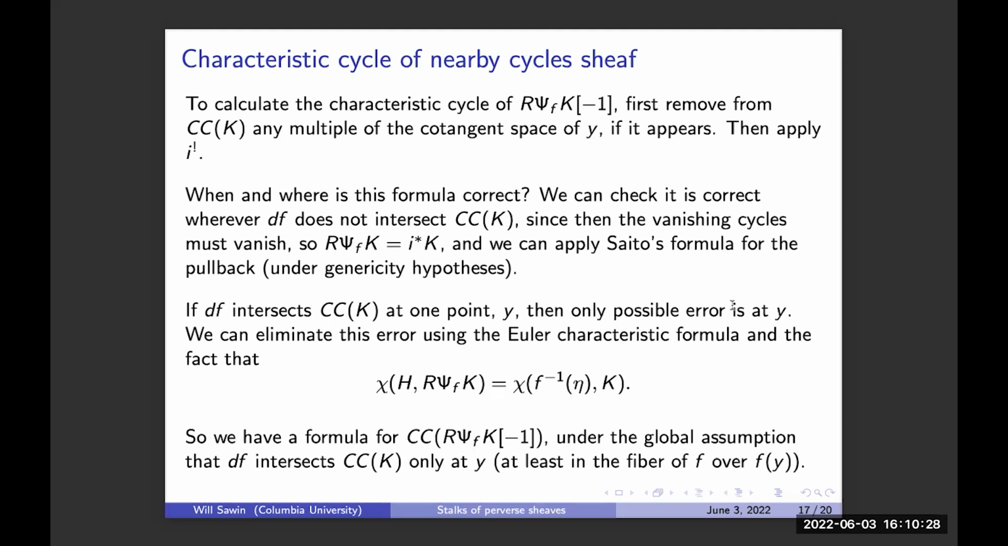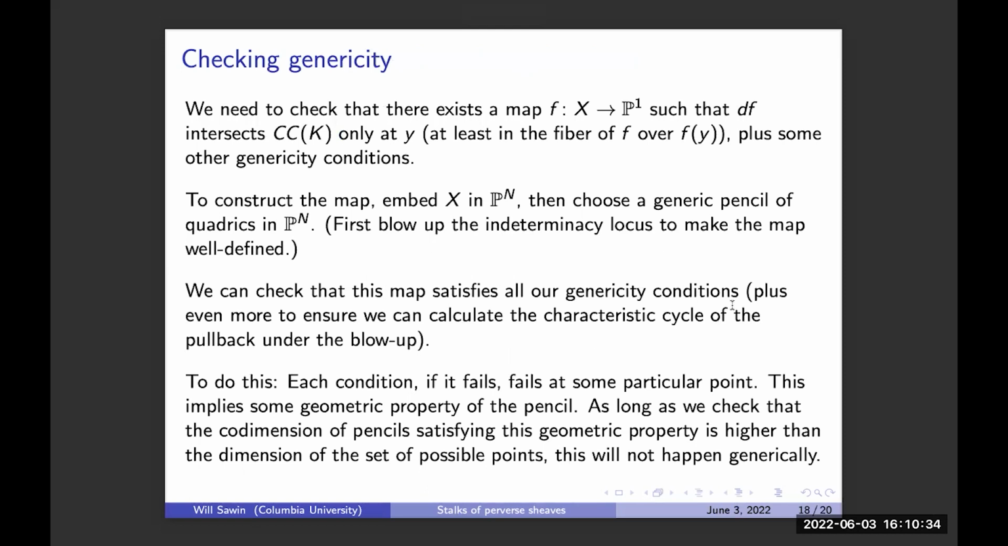Okay, and in the course of the proof, you say that you have a pencil of quadrics and you blow up at the indeterminacy locus, which is of course away from the point you're interested in. Yeah. And then you have to calculate the characteristic cycle under the blow-up. If you could do this step locally, you wouldn't need to worry about the blow-up, because then you could just pass to an open set where the map was well defined. So if you could do the previous step locally, then what I would probably do in this step is go to an affine open and just choose a generic polynomial map rather than a pencil of quadrics in the global setting.